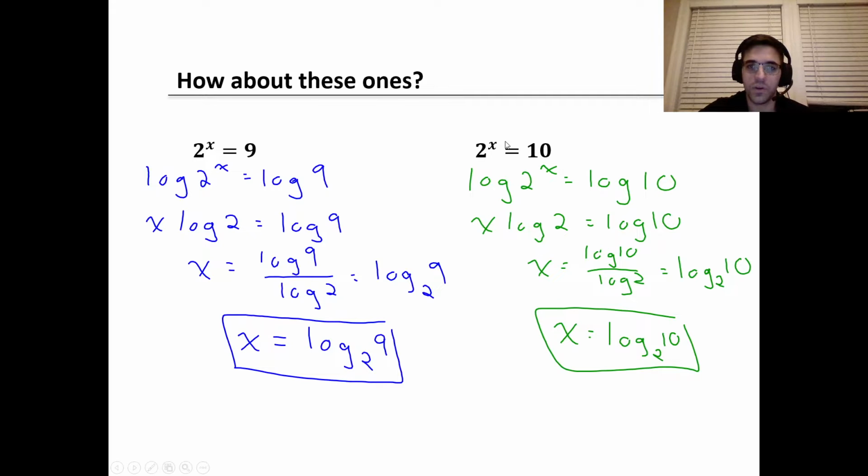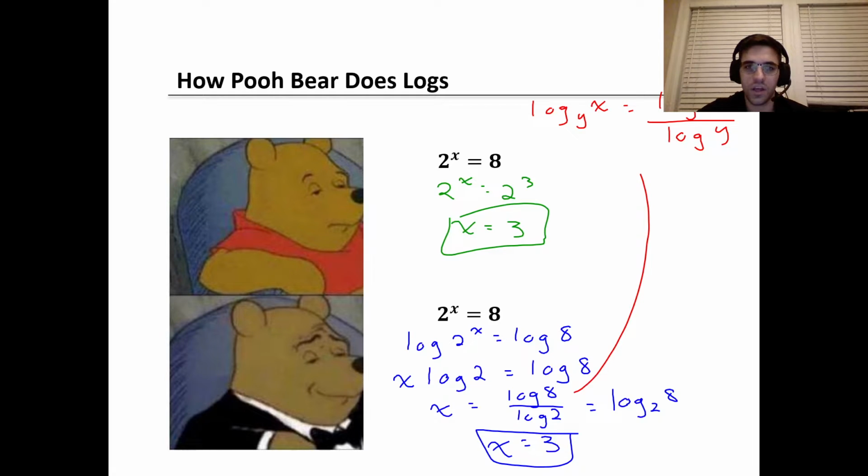Okay, so the next one, same procedure, but instead of 9, we have 10. So we take the log of each side, bring the exponent of x up front, divide both sides by log of 2. x is equal to log base 2 of 10. All right, so here's why we want to know Fancy Poo and not just basic poo.